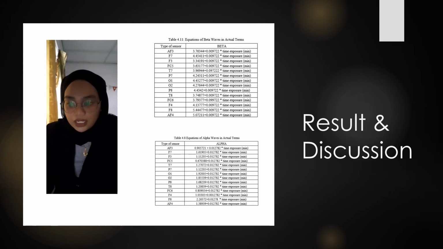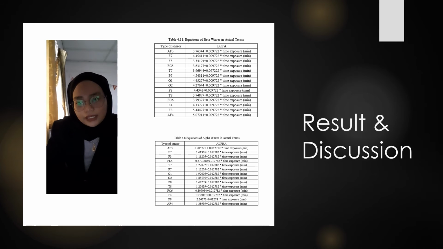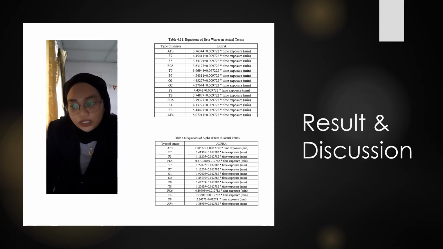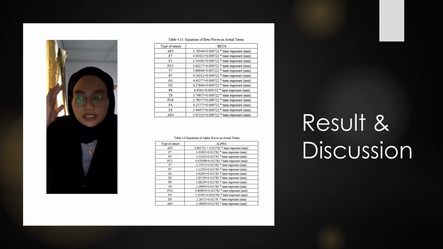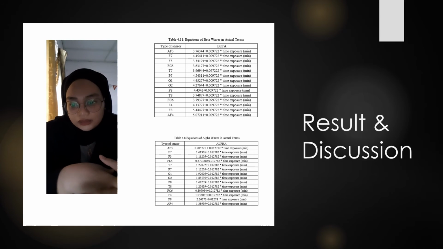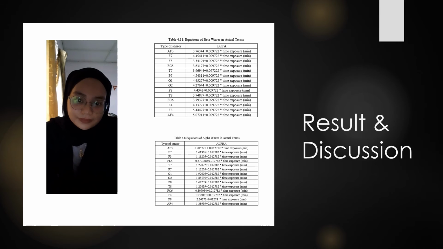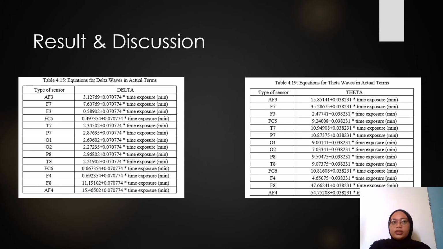Next is the result after all the data have been analyzed. This slide shows the equation for each type of brainwave and according to the type of sensor. The sensors represent the sensors on the Emotiv, which adhere to the scalp of my subjects while they were driving the simulation. Next slide is for delta and theta.